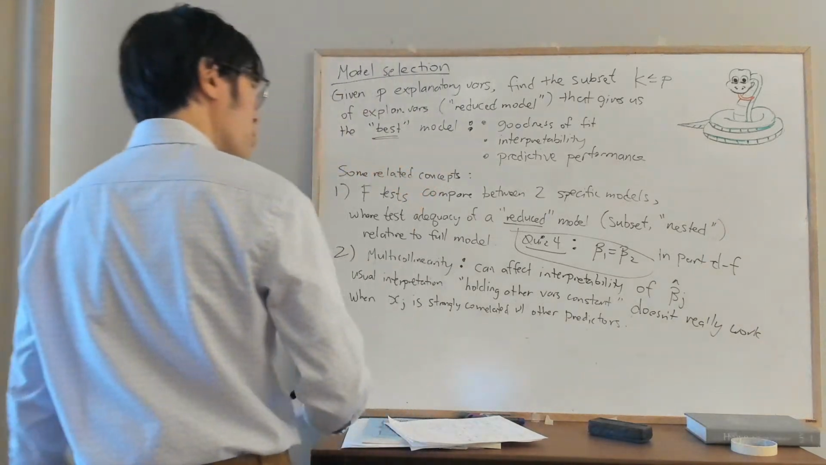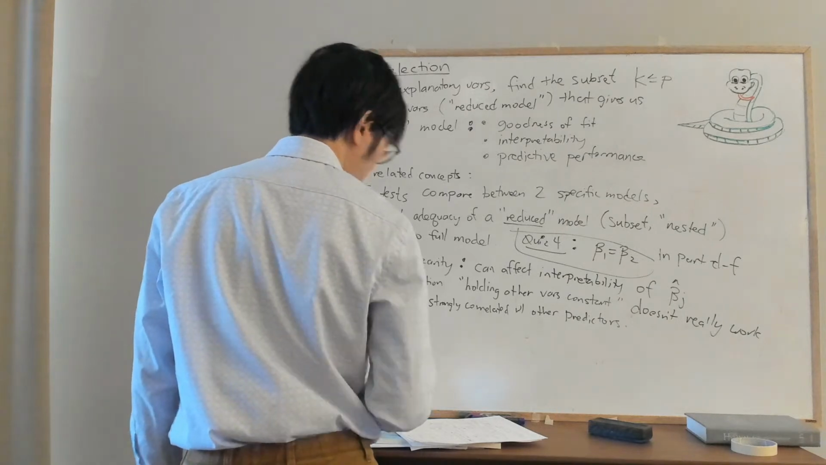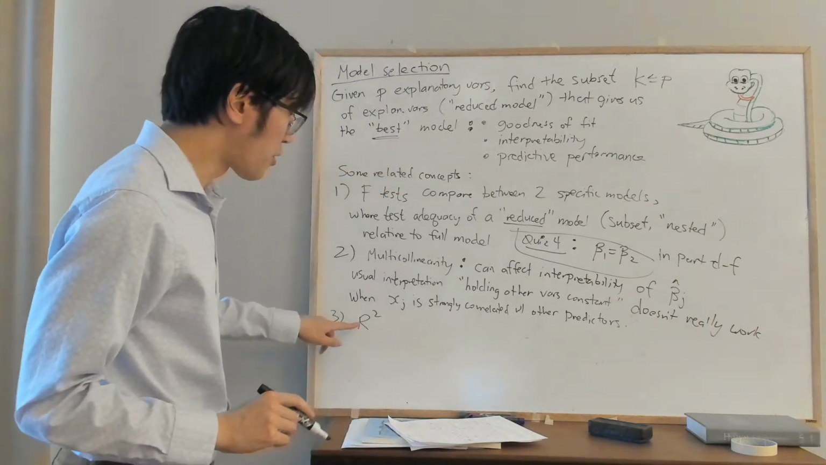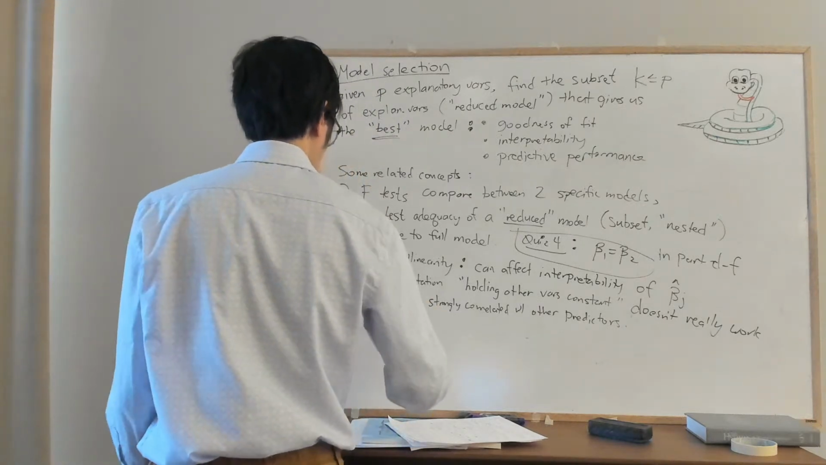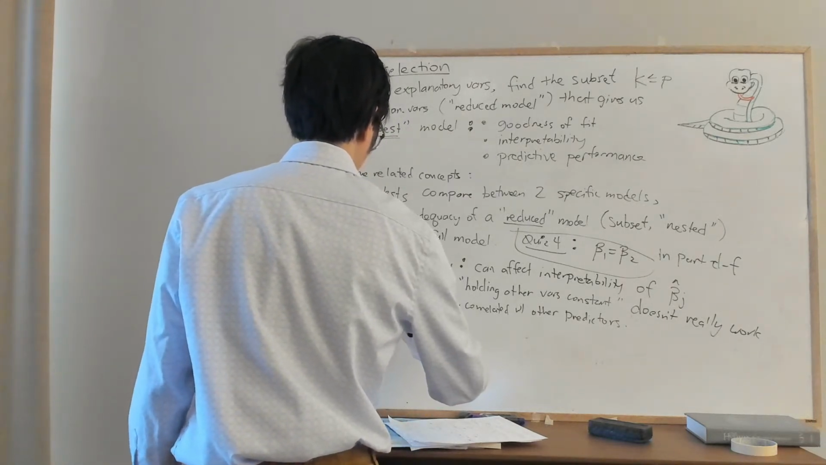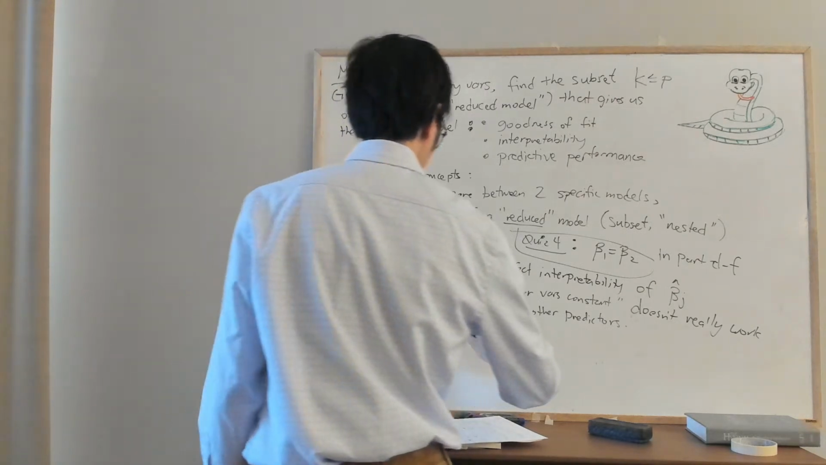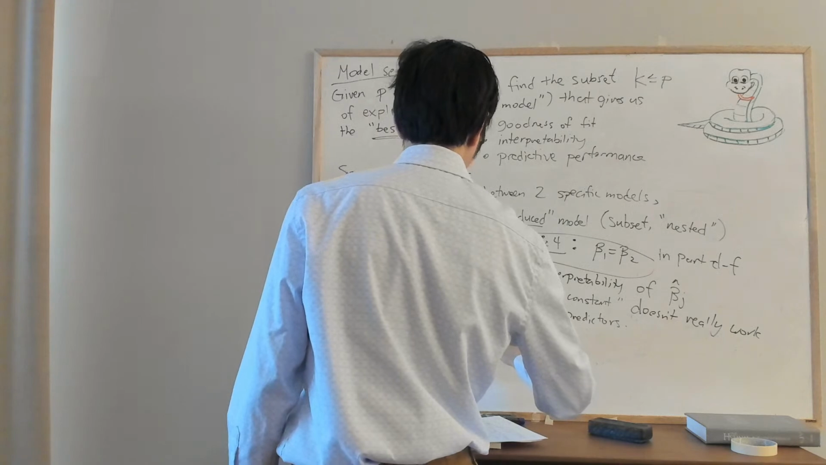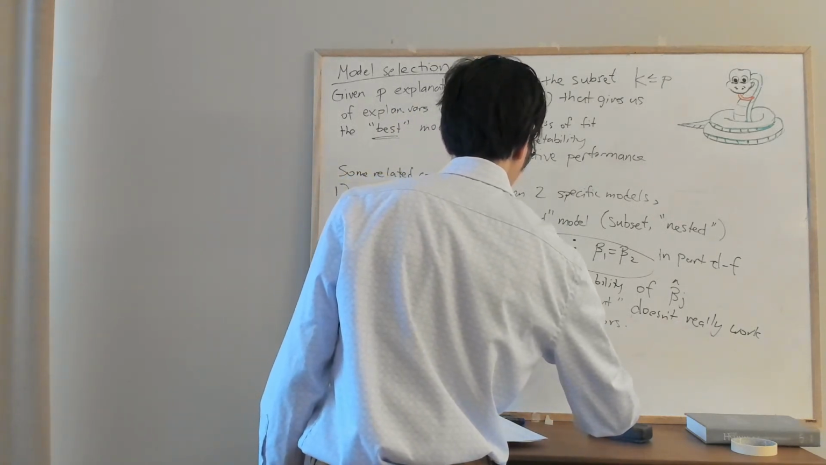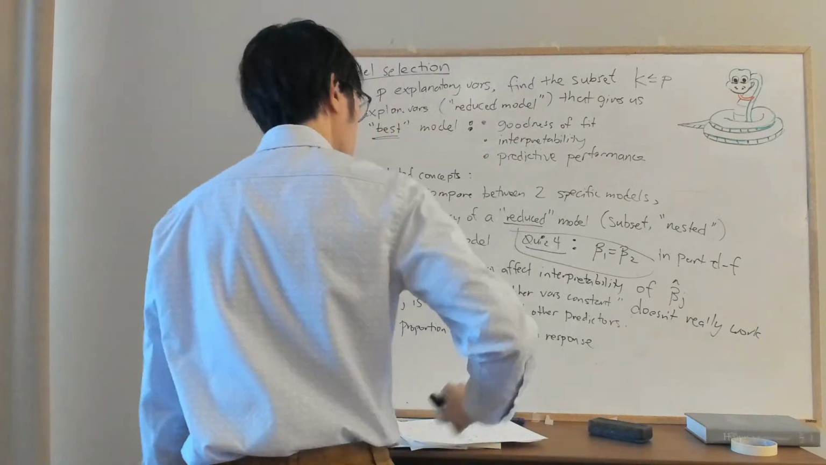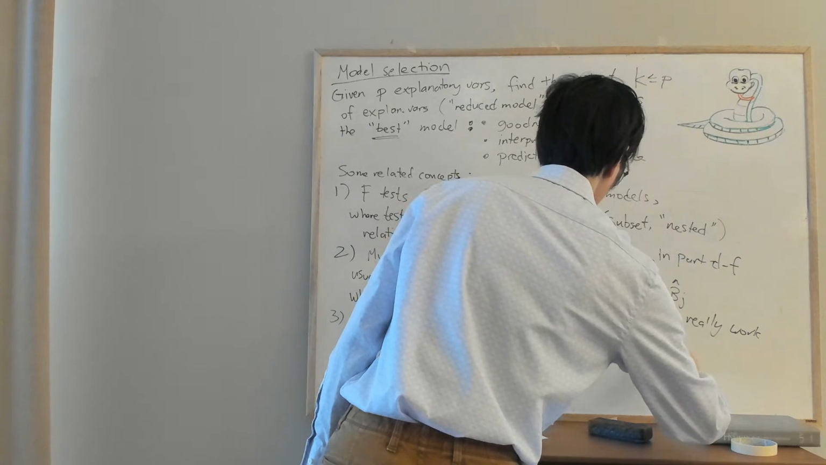Okay, so two more related concepts. I want to mention R squared again. Remember that R squared is the proportion of variability in the response explained by the regression model.